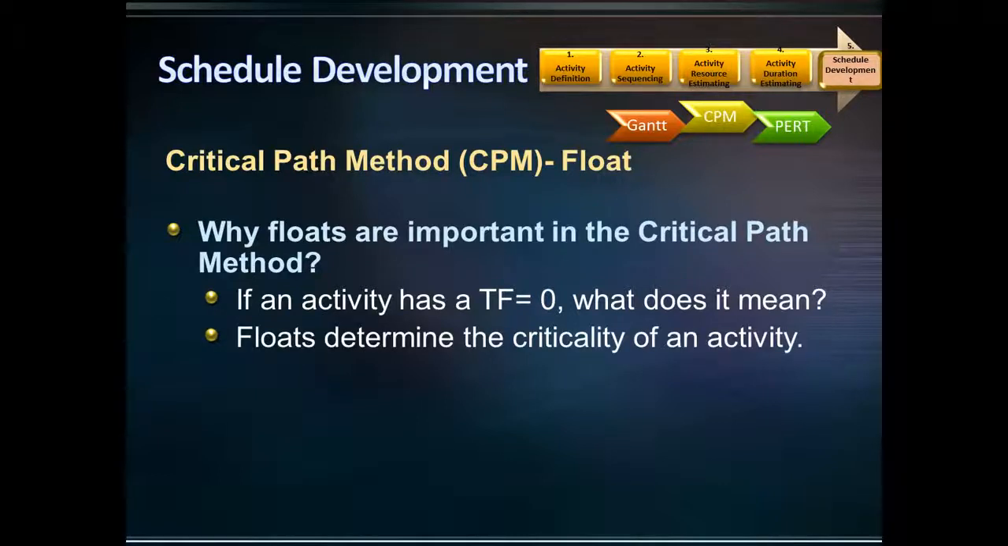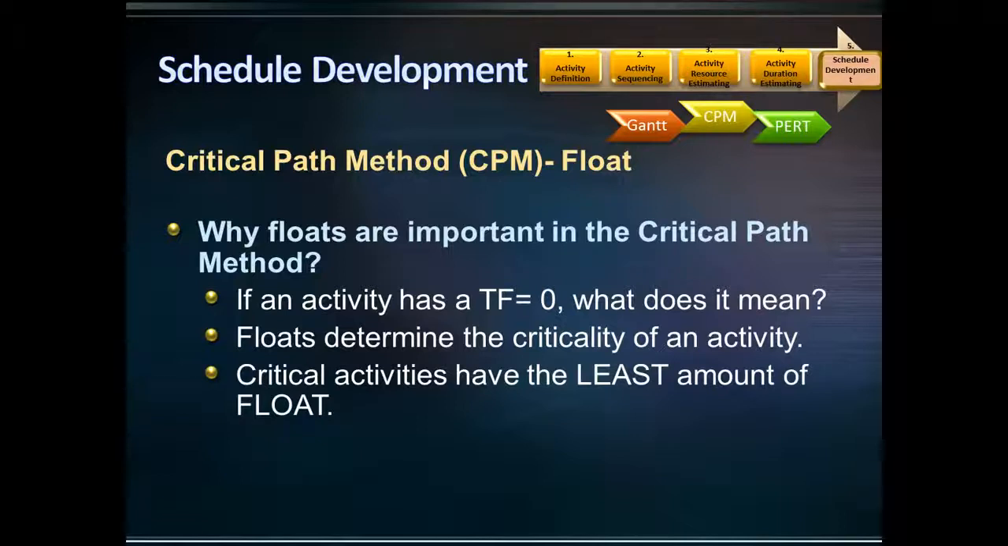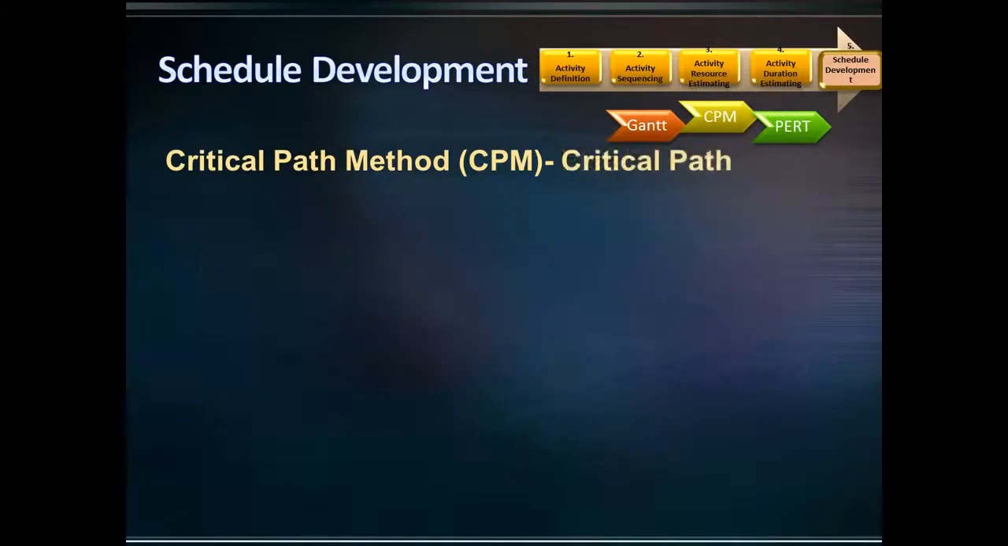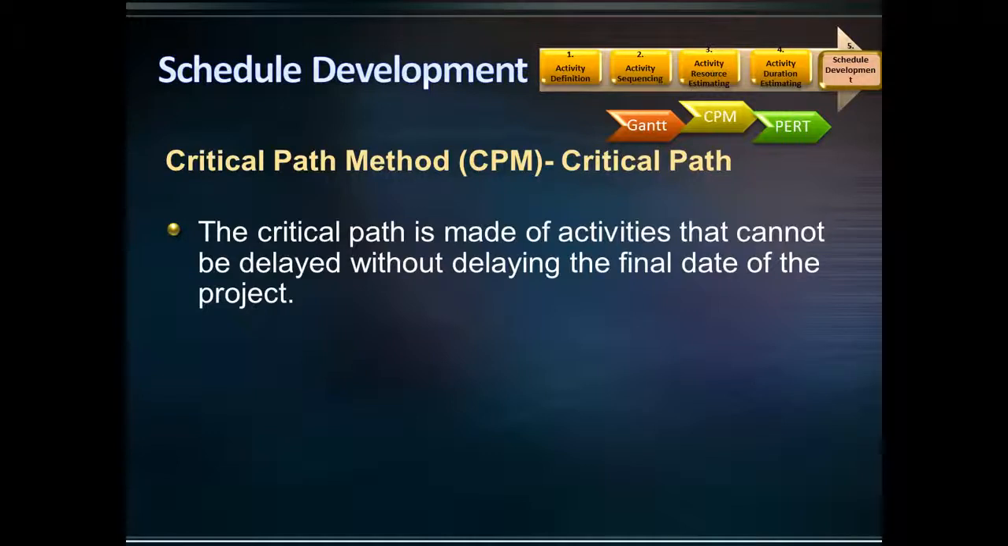Therefore, floats determine the criticality of an activity. Critical activities have the least amount of float. Floats determine the critical path. That's why floats are important in the critical path method. What is a critical path? The critical path is the path of activities that cannot be delayed without delaying the final date of the project.